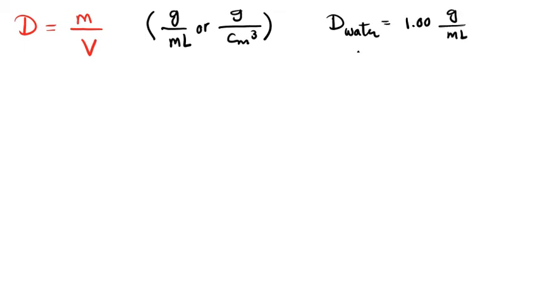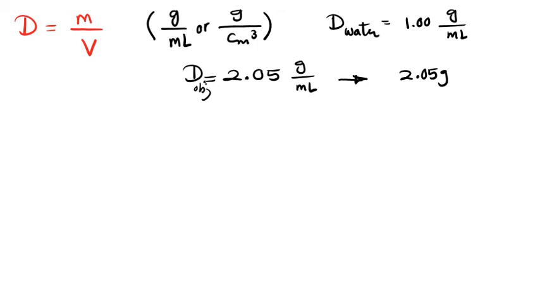And I told you density can act like a conversion factor. For example, if we say the density of one object is 2.05 grams per ml, it means we may say 2.05 grams of that object is going to occupy 1 ml, because we always say gram per 1 ml. So these are things we already reviewed in our class before watching this video.